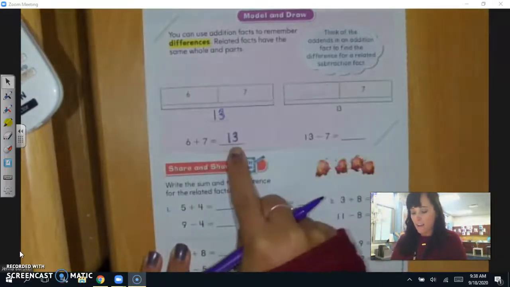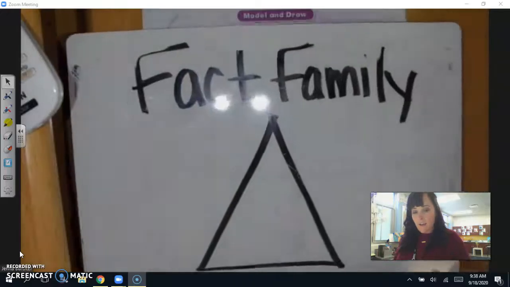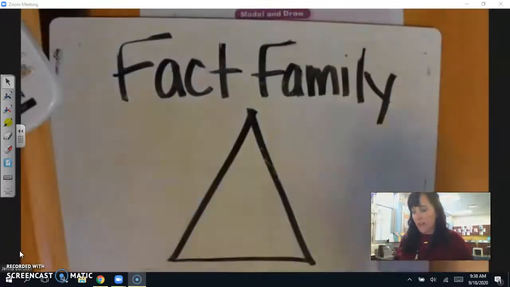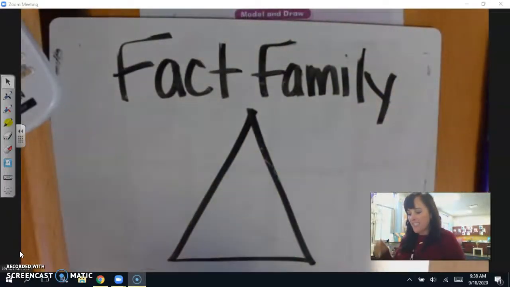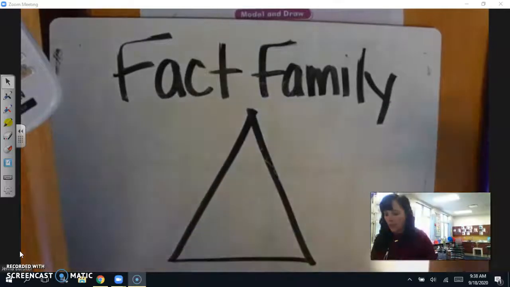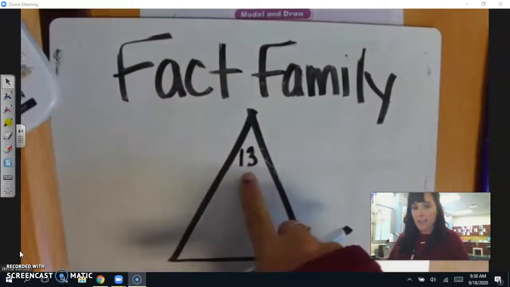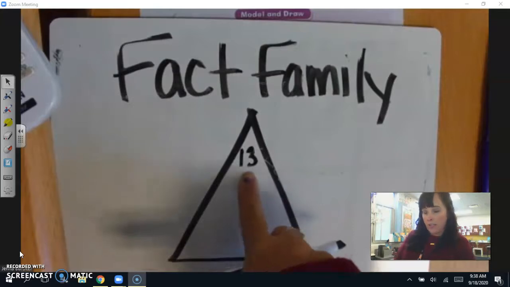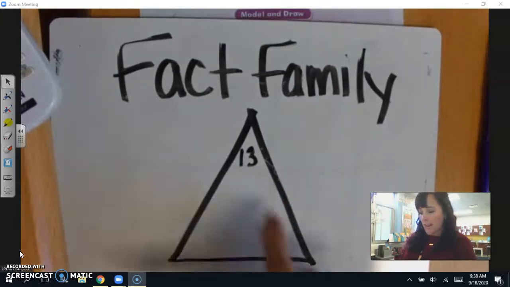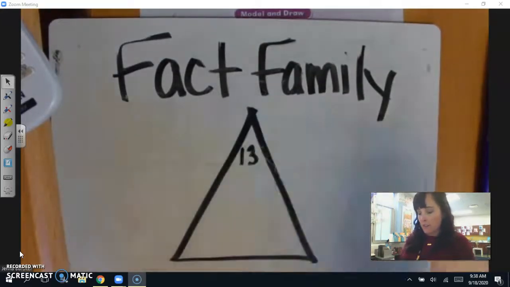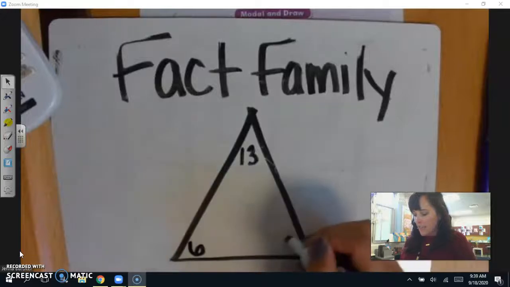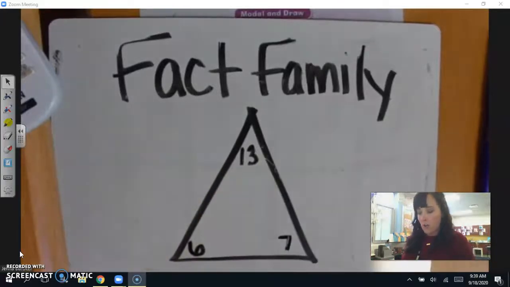This is going to be our fact family. I've written fact family on there for us. Our numbers are 6, 7, and 13. Up at the top, 13 is our biggest number. It's going to be at the top of our fact family. And then the 2 numbers that we add together to make up that 13 would be 6 and 7. So our fact family is 13, 6, and 7.